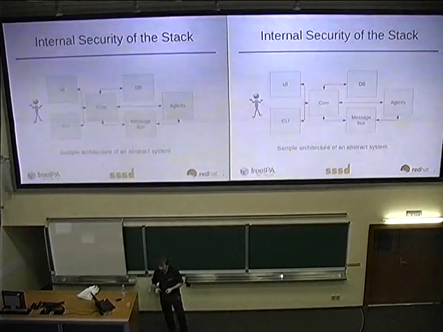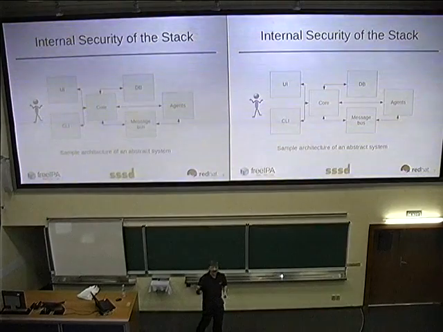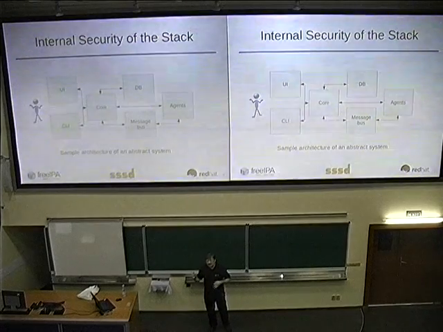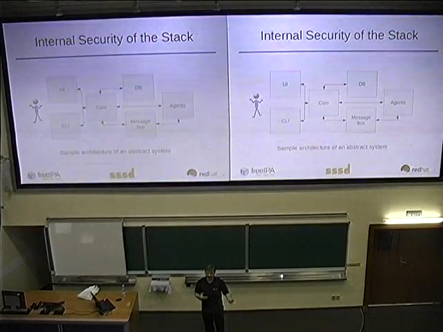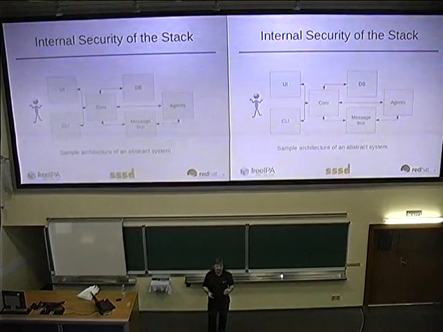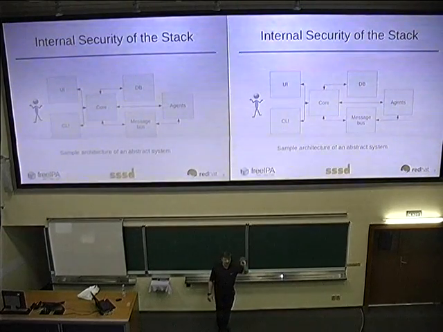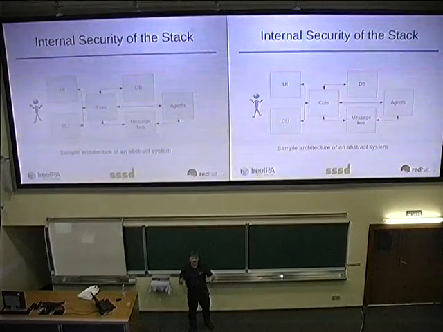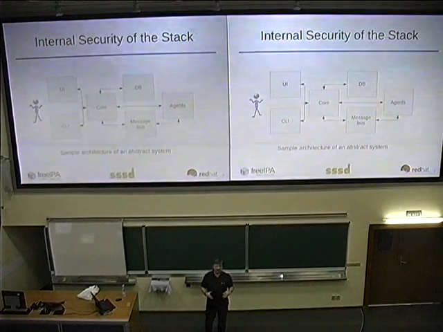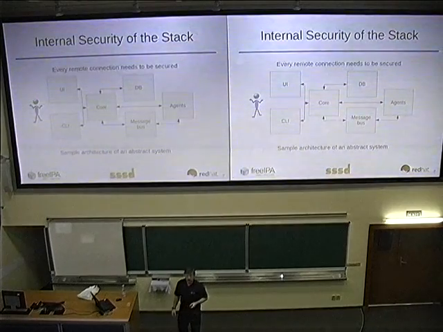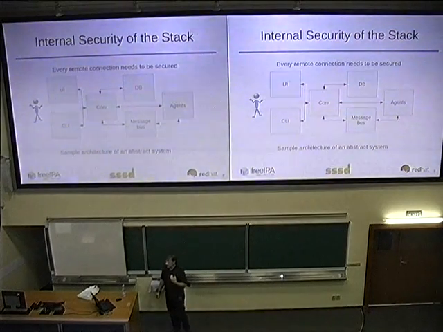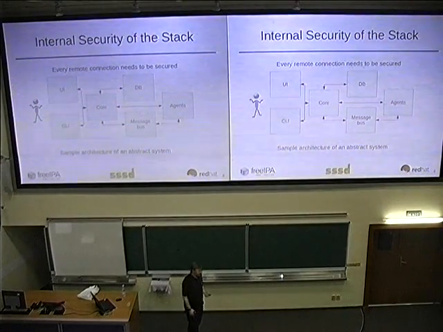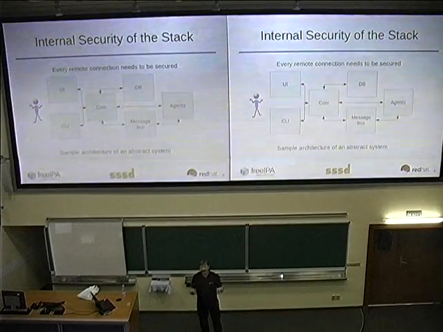So I put together a diagram which doesn't represent any particular project. It's just an abstract example to show pretty much how all those projects look if you decompose them into pieces. So don't judge it. It's not a real system. But the point is that there are multiple remote connections between different components inside the stack itself. And all these connections need to be secured. So you need to provide the capability for one component to authenticate to another component. So you need to assign them identity.